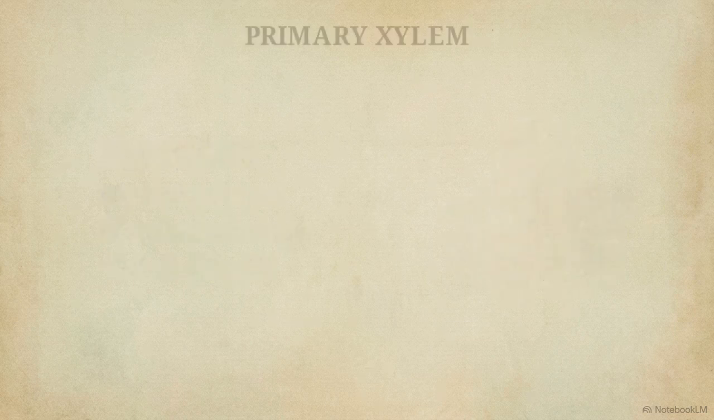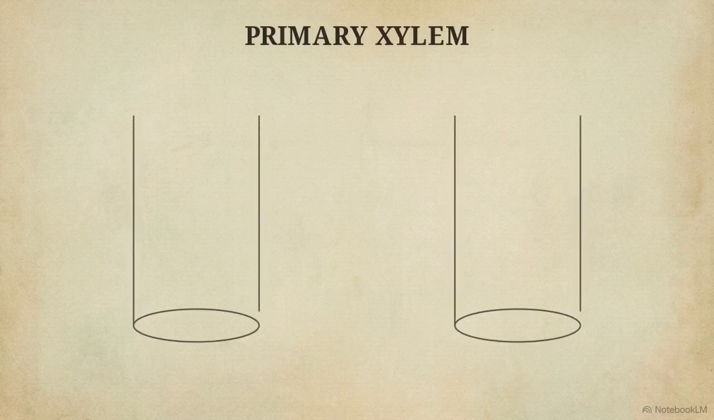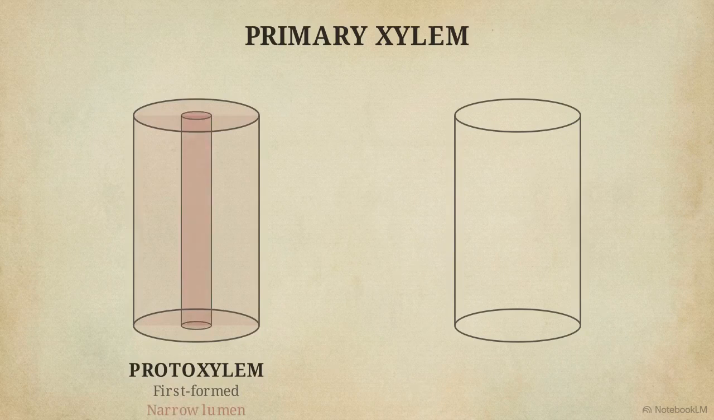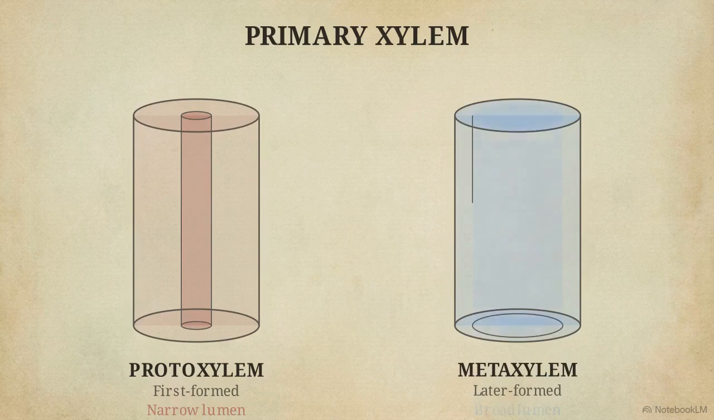When building the internal water transport system, plants develop their primary xylem in two distinct stages. This schematic shows the difference. The early forming protoxylem has a narrow lumen, while the later forming metaxylem has a significantly broader diameter.